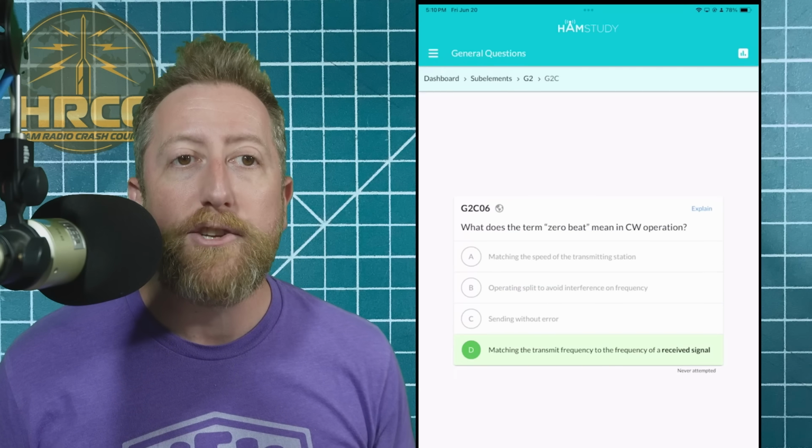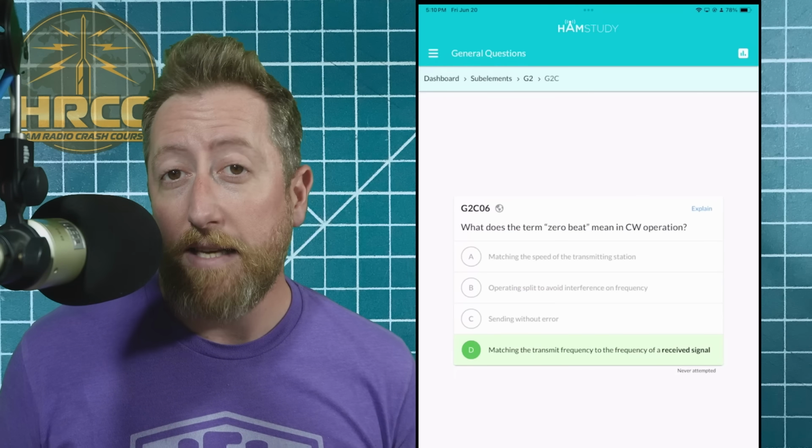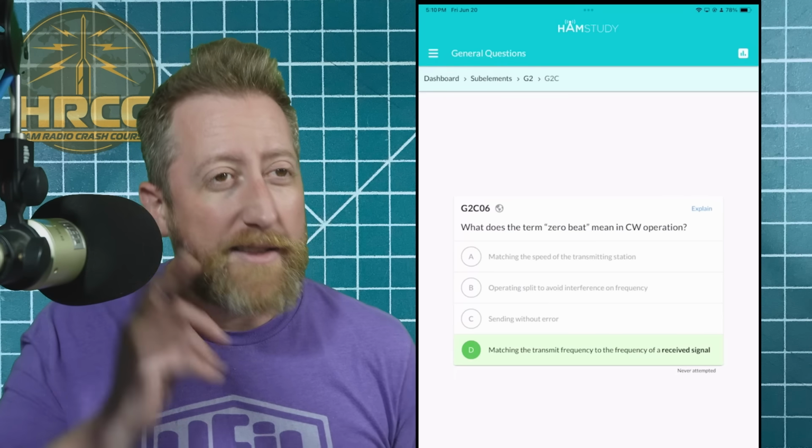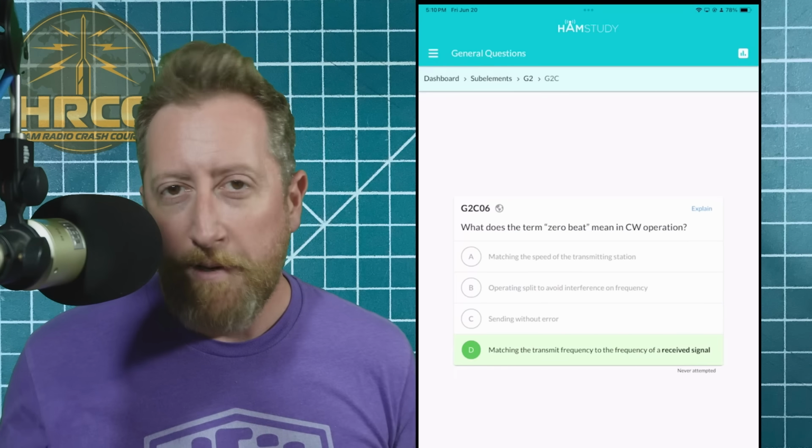D, it's matching the transmitting frequency to the frequency of a received signal. So you can hear it. The tonal quality of the Morse code will change, and in your zero beat, you'll know it because you'll be right on the frequency.